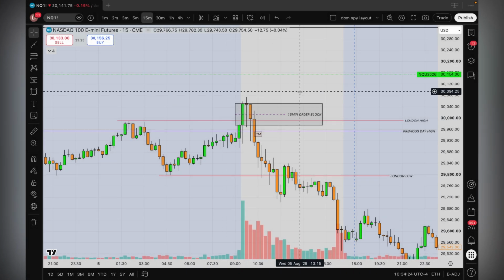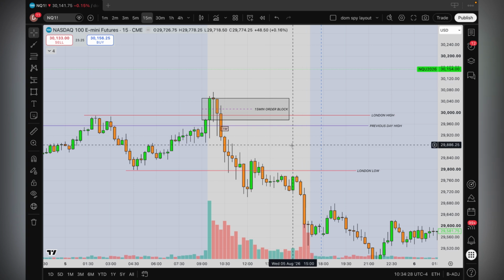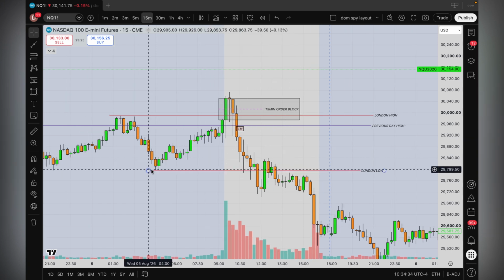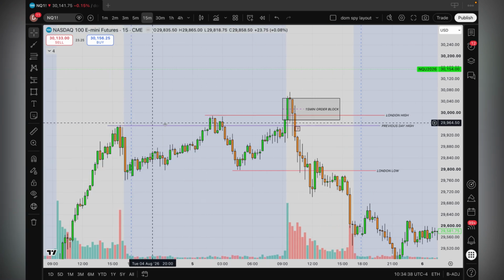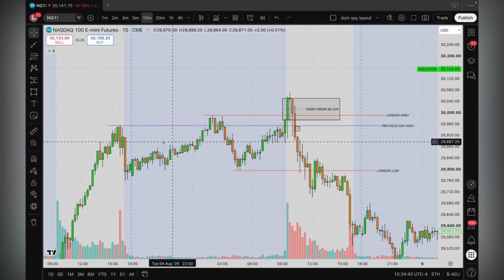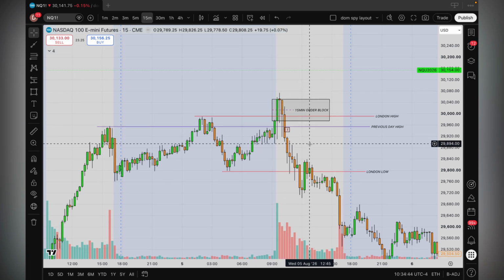All right, welcome to the charts. We're going to take it back to August 5th. So, the first thing we're looking for is liquidity. We have London lows, London highs, and previous day highs. This is the 15-minute chart. So, this is the liquidity that we are working with today on this day, August 5th.